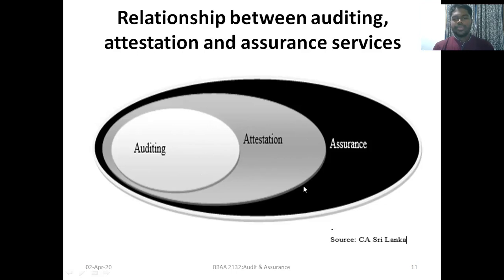From the exam point of view, the examiner may ask you to compare, or draw, or describe, or elucidate the auditing, attestation and assurance services. So based on the marks weight, you can say something, and then finally you can draw this picture. Then the examiner may be happy that the person got something. Yes, this is a way of giving the answer to the questions at exam time.